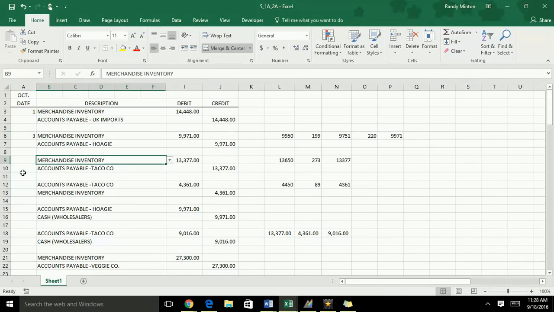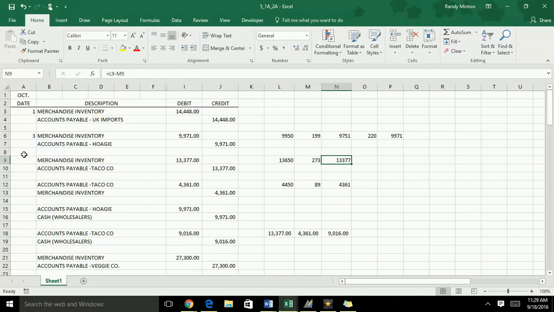So in this case, merchandise inventory, $13,377, and the way we get to that is by taking the gross amount, calculating the 2% discount, subtracting this discount from this gross amount, we get to the $13,377. The entry itself is exactly the same as the entry up above, the two entries up above actually, except that this has changed in that it's Taco Company being affected instead of UK Imports or Hoagie. Okay, so that's that part of it.